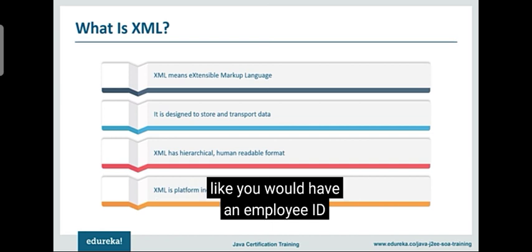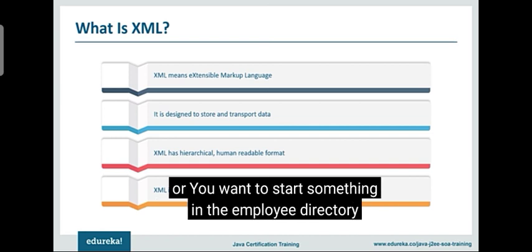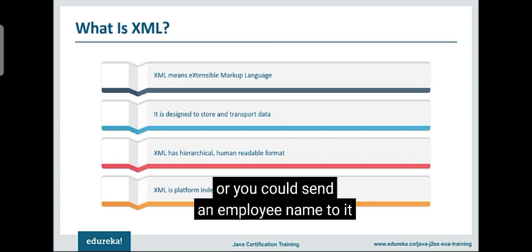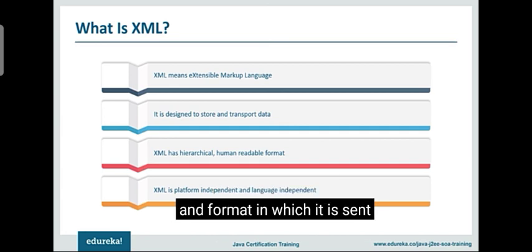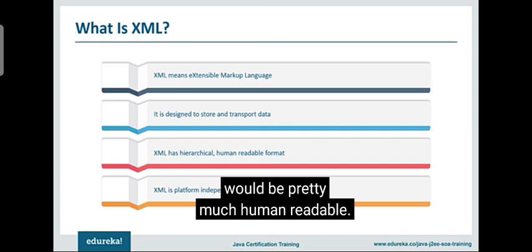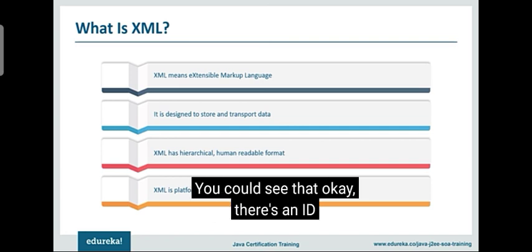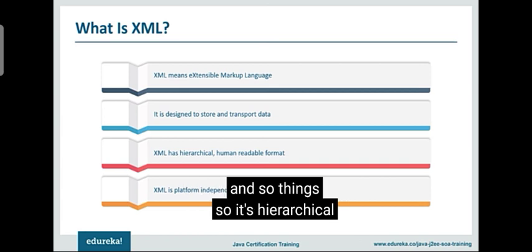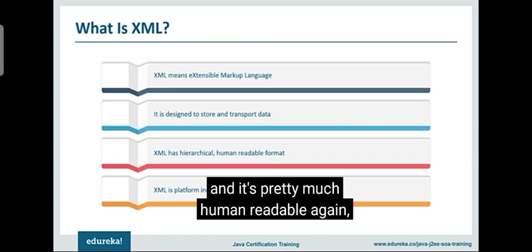You could imagine you would have an employee ID, or if you want to search something in the employee directory and there's a service which is exposed for that, you could send an ID to it, or you could send an employee name to it, and the format in which it is sent would be pretty much human readable. You could see that, okay, there's an ID, there's a name which is sent to the server, and the server is doing so and so things. So it's hierarchical and it's pretty much human readable.